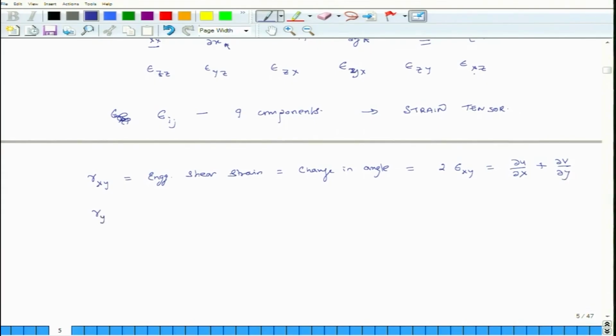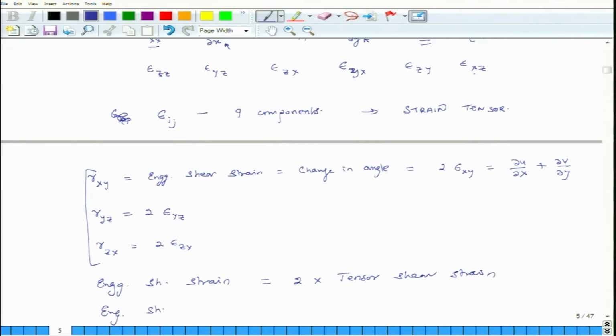Similarly, gamma yz is equal to twice of epsilon yz, and gamma zx is equal to twice of epsilon zx. So, in a broad sense, engineering shear strain is equal to twice of tensor shear strain, and engineering extensional strain is nothing but same as tensorial extensional strain.